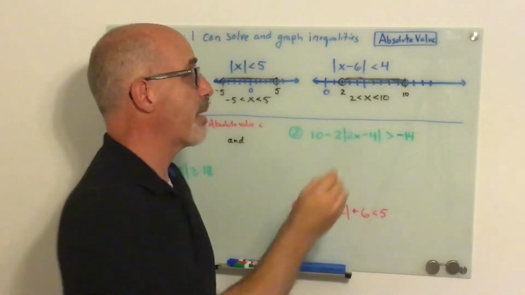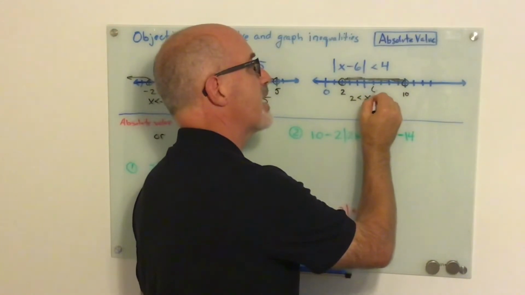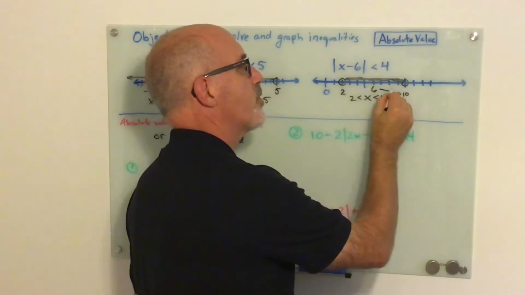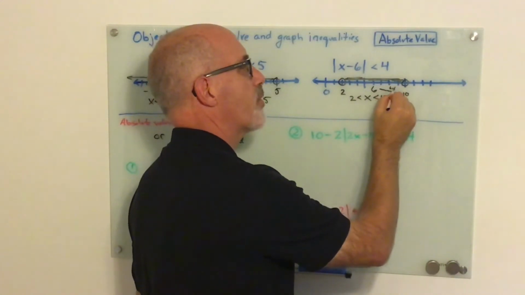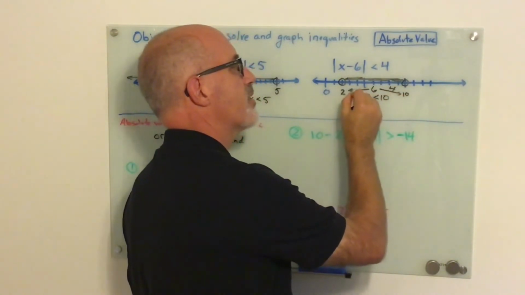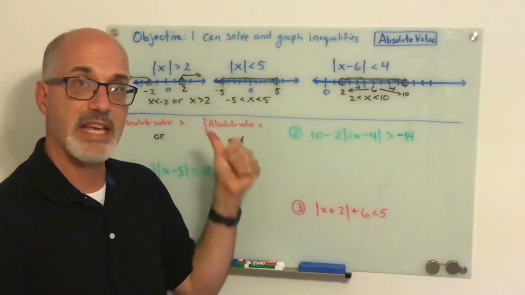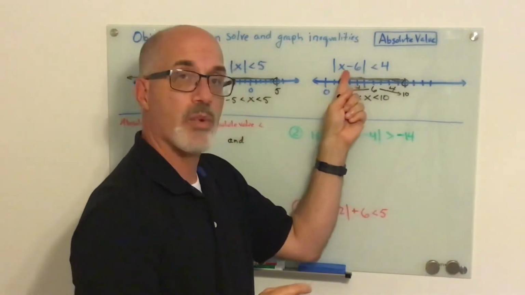Another way to think about this is saying that the distance from 6 to the outer limit here has to be 4 units, and the distance this way is going to be 4 units, both in the positive direction and the negative direction. 6 is right in the middle.